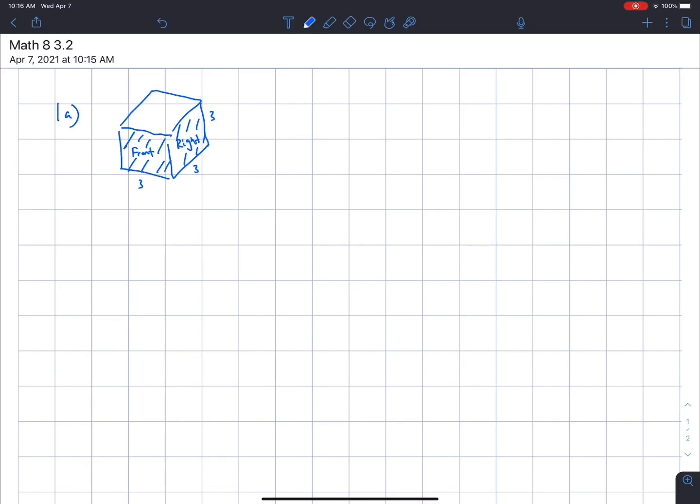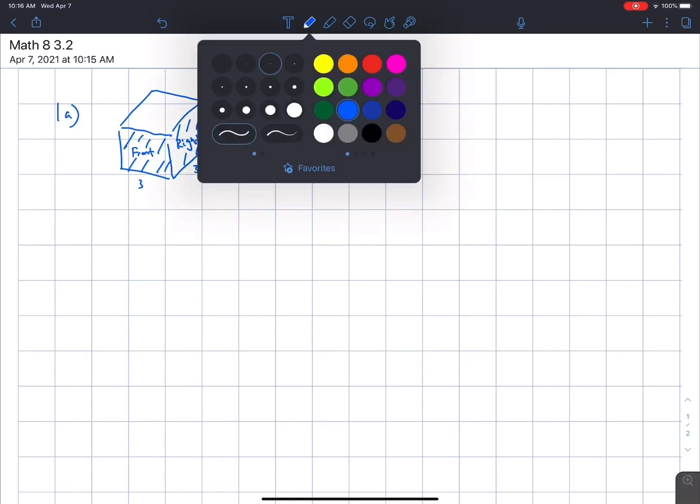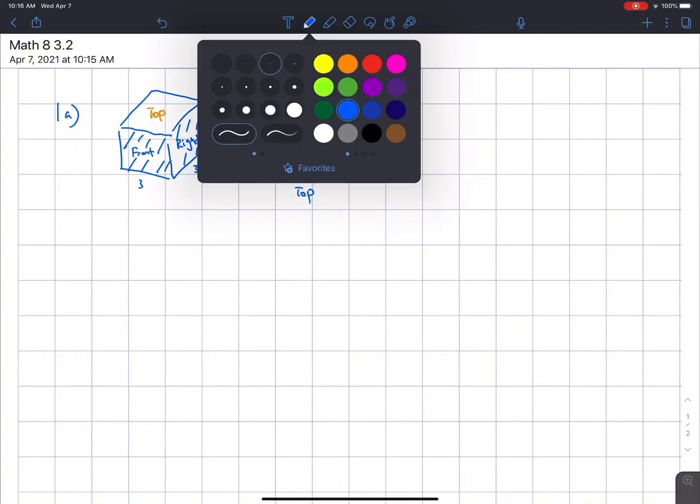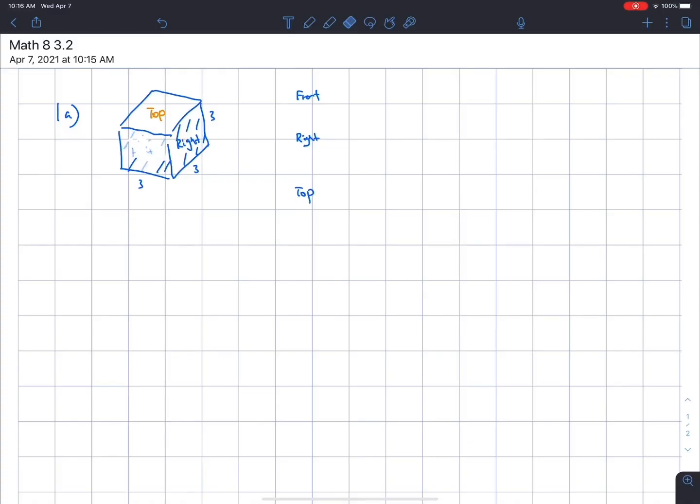So in total, how many faces do we have? We have front, right, top and bottom. Let me rearrange them this way: front, and then right and top. For the right-hand side, right across from it is going to be the left-hand side, which is this piece right here. So front and left, right and left.